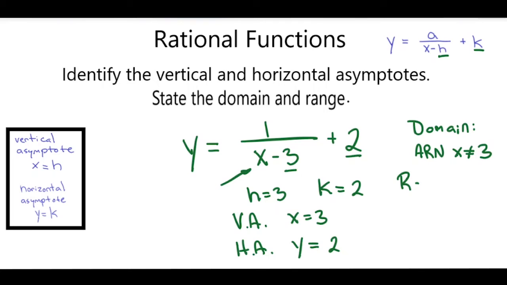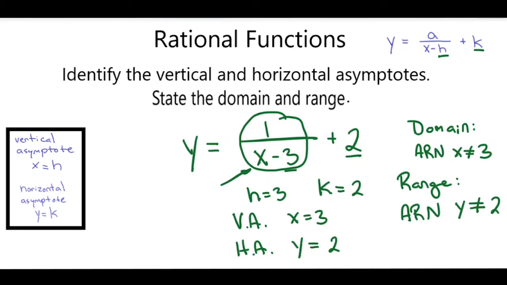My range is, what can y be? Well, because the bottom of the fraction cannot be 0, that also means that this fraction here cannot equal 0. But if it did equal 0 and I added 2 to it, that would make y equal 2. But y can't equal 2. So we'll say y cannot equal 2. But besides that, I would say that all real numbers would be a great range, except for y equals 2, because y can't equal 2.